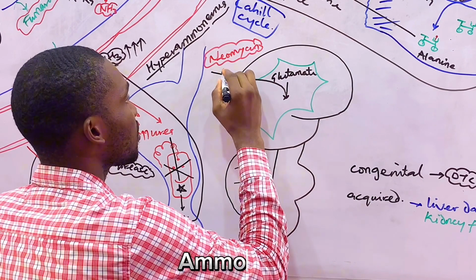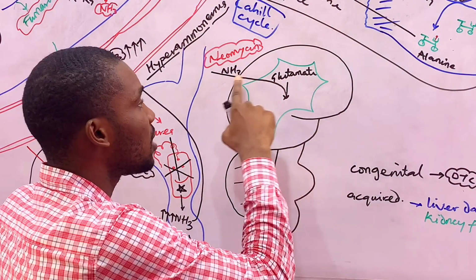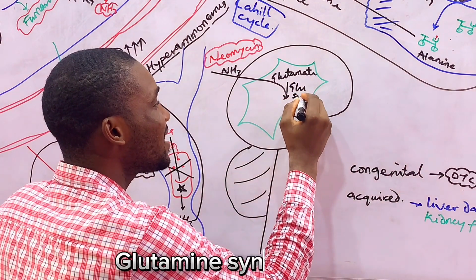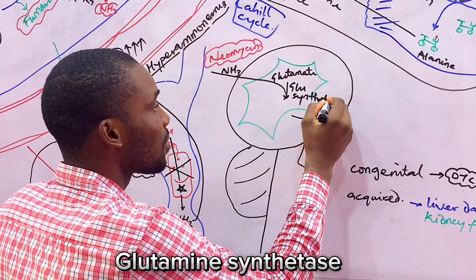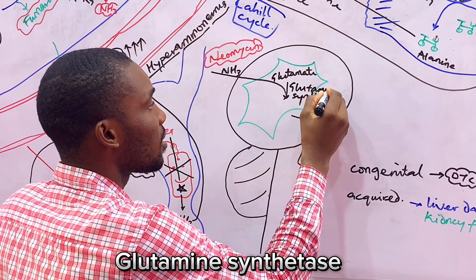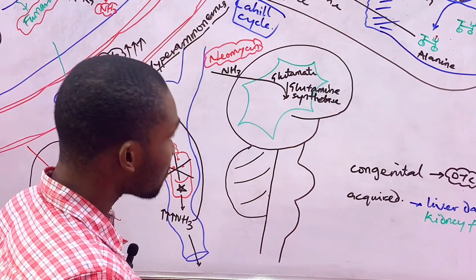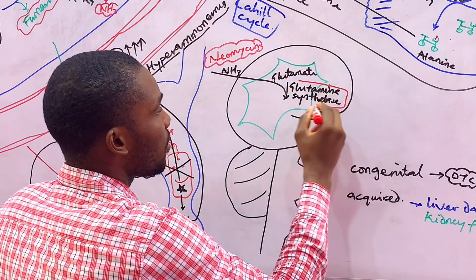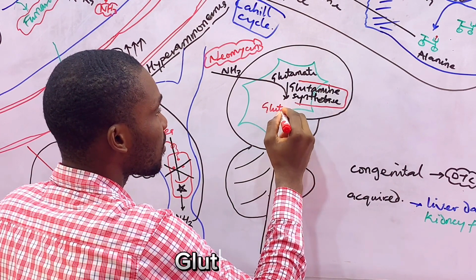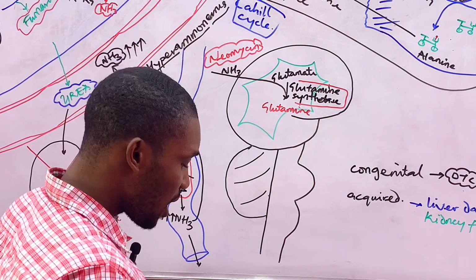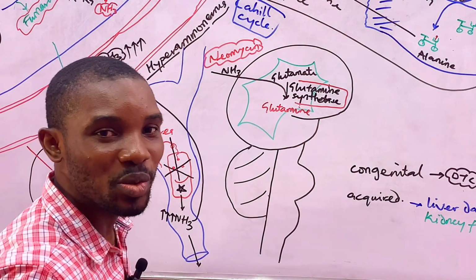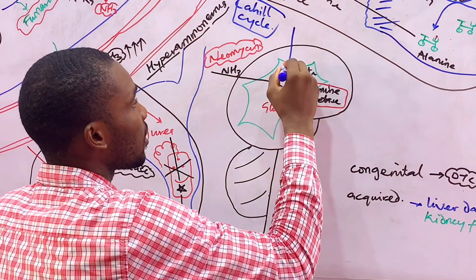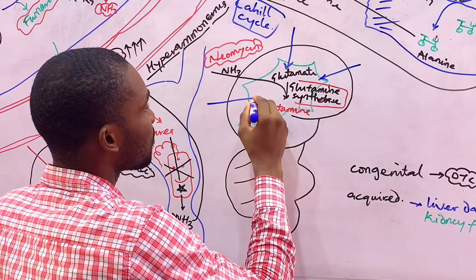So we have ammonia. You know, ammonia can cross the blood-brain barrier, right? Ammonia enters the astrocytes and combines with glutamate in the presence of glutamine synthetase. So this glutamine synthetase can now produce glutamine from ammonia. Right? And this glutamine has a tendency to drag water. So it's osmotically active, dragging water into the brain.